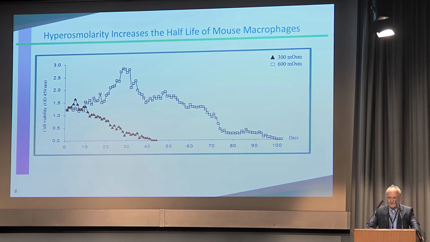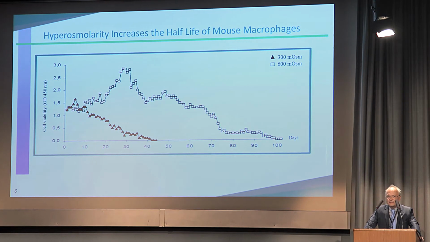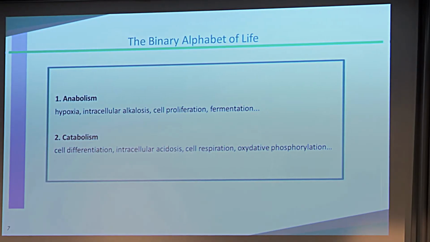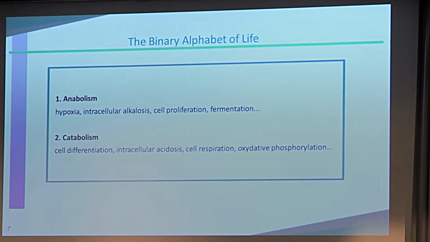And if you look at macrophages, the half-life of these cells is increased by osmotic pressure. The reason I talk about inflammation is because it's very important in cancer care, and we're not too far from immunotherapy. The second point is that life is a rather simple phenomenon. Either you're dealing with anabolism, which has a lot of synonyms, including fermentation that Thomas used a few times, or catabolism.